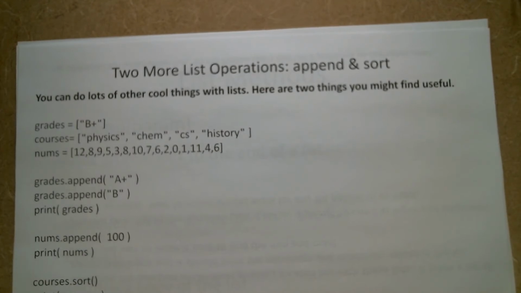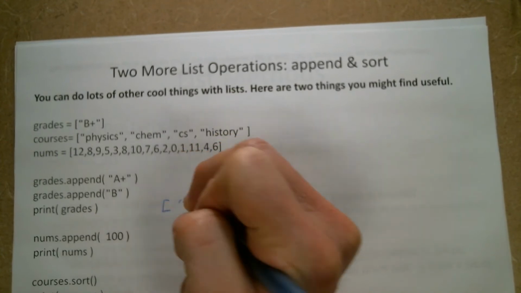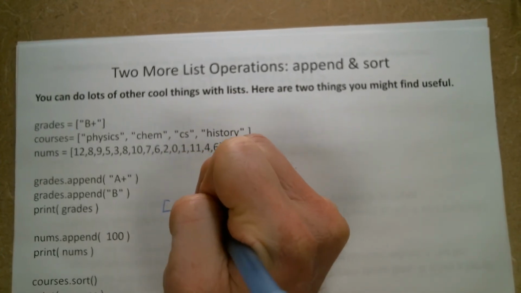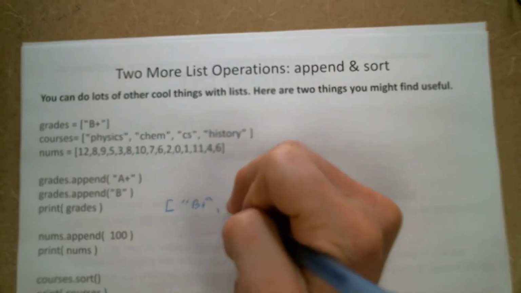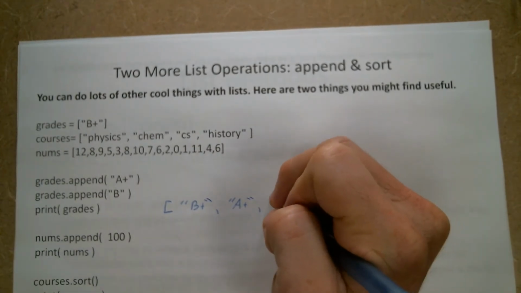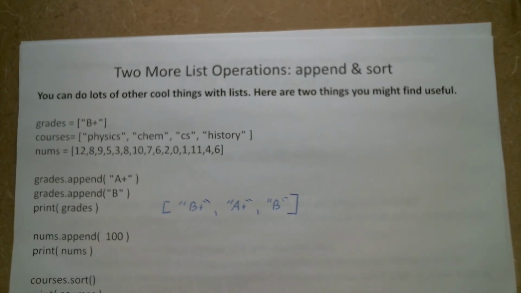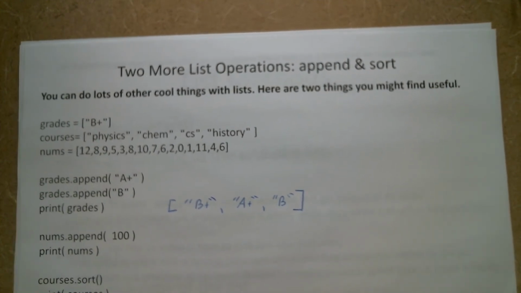One thing you can do to a list is append values, which basically means to add values to the end of your list. So if I did grades append A plus, grades append B, when I print out the grades list, B plus is going to come first, because that was the first thing in the list. Then A plus will come next because that was my first append statement. And then B will come third because that was my last append statement. So append is sticking things on to the end there.